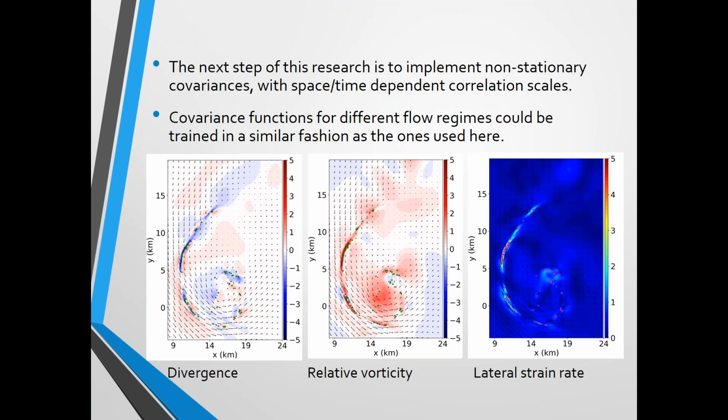The next step of this research would be to implement non-stationary covariances, to make the covariances vary in space and in time. One thing that I would propose would be to have covariance functions for different types of flow regime, trained in a similar fashion to the approach that I just proposed. And I just put a sample of that here. I have maps of divergence, relative vorticity, and lateral strain rate.